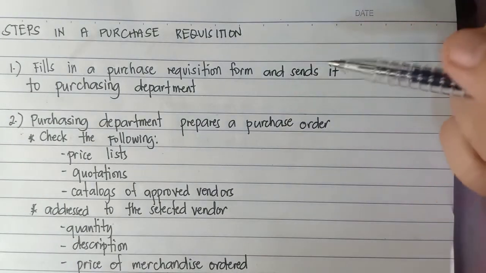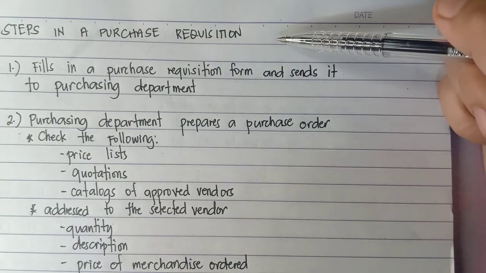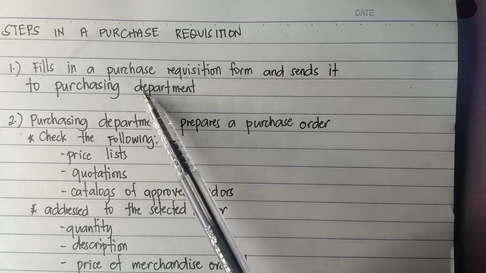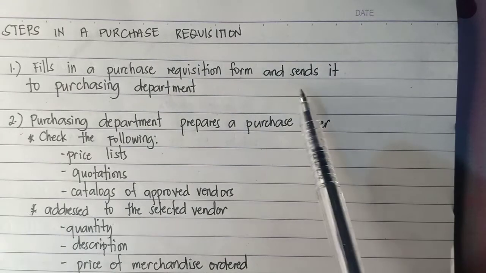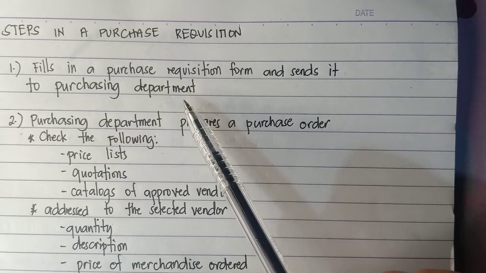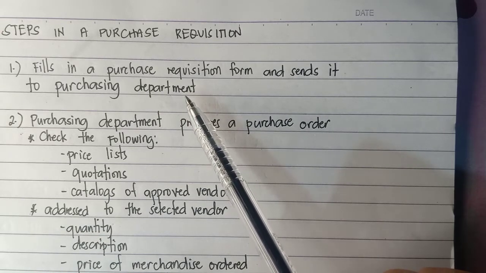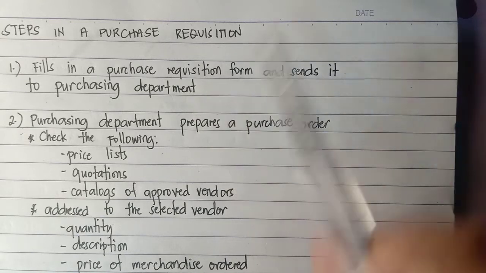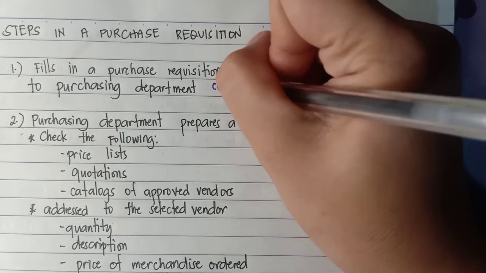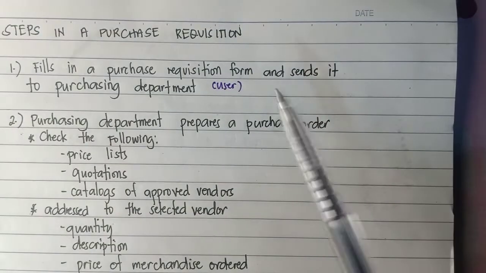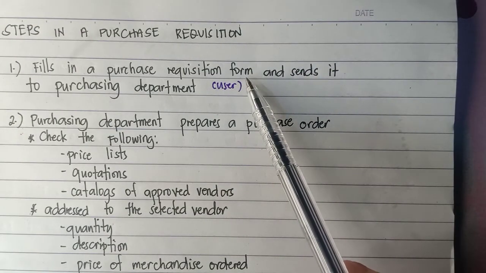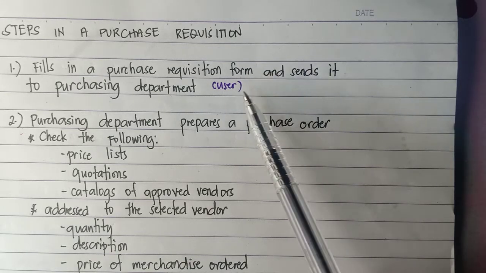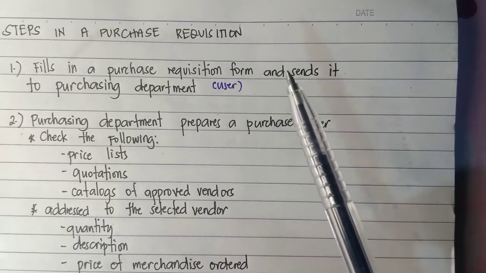Okay, so here are the steps in a purchase requisition. First is we have to fill in a purchase requisition form and send it to the purchasing department. So kapag meron items na needed, the user department, kung sino yung user, siya yung mag-fill up ng purchase requisition. And after nilang mag-fill up ng purchase requisition is, isi-send nila ito sa purchasing department.